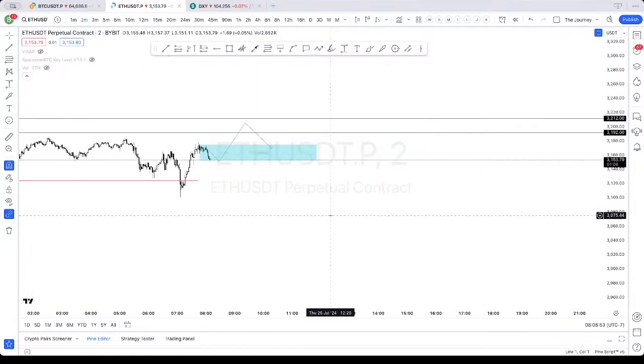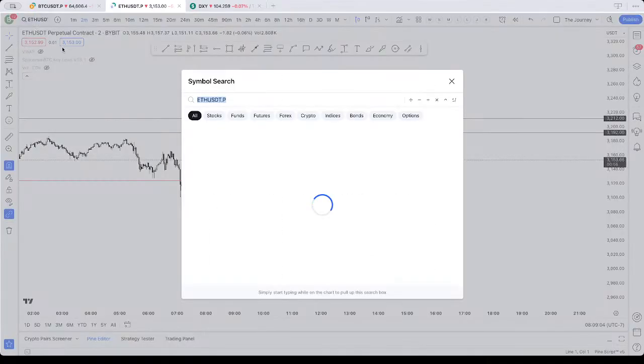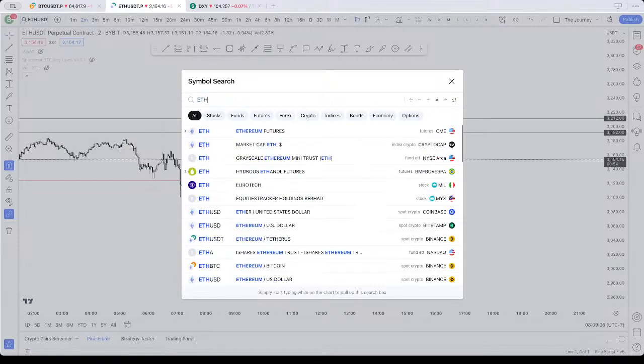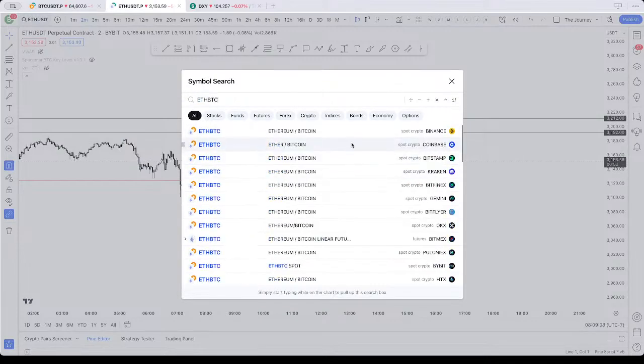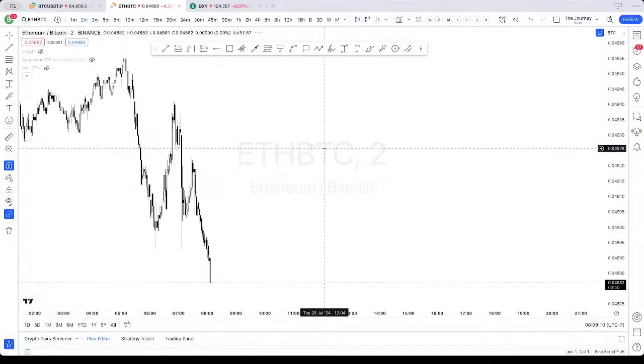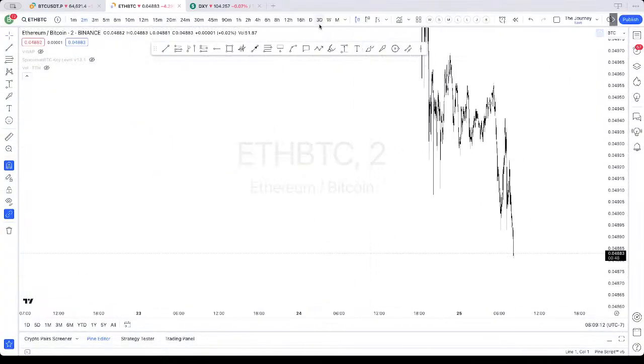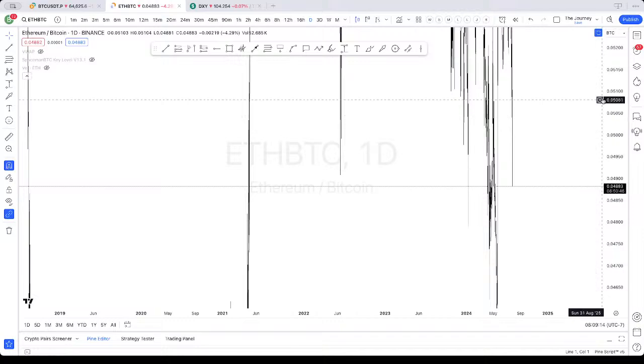Hey, Brewberry, you should check the ETH BTC chart next for more clues. I never look at that chart, so I am going to do that. ETH BTC, right? Something like that. Binance works for me. Let's go to the daily.